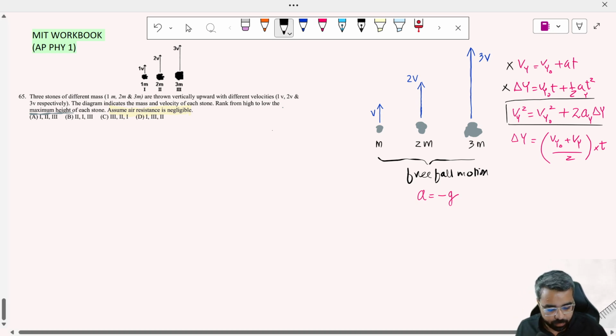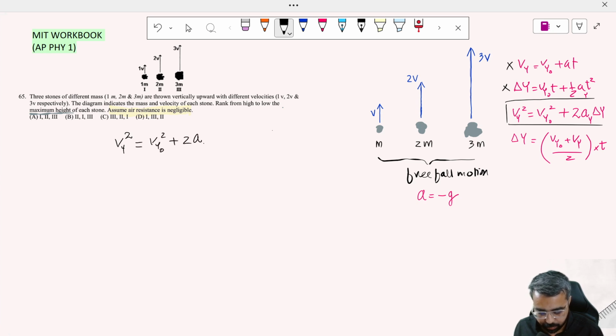Now, I was saying that we are going to pick this equation: final velocity square equals initial velocity square plus 2 times acceleration times the vertical displacement covered. The final velocity is 0 because all the stones will attain 0 meters per second at the maximum height, so 0 equals Vy0 square plus 2 into negative g delta y, right? And delta y is basically y, the maximum height minus initial height, which is 0 if they are thrown from the ground.